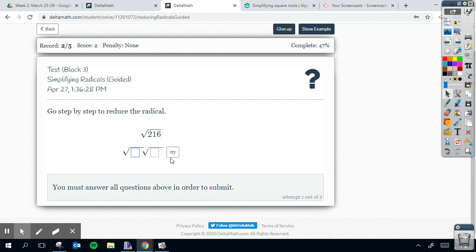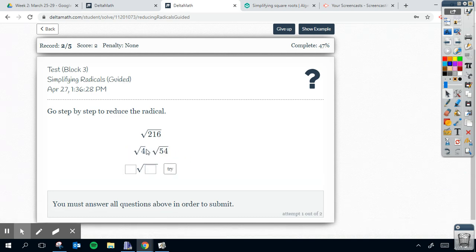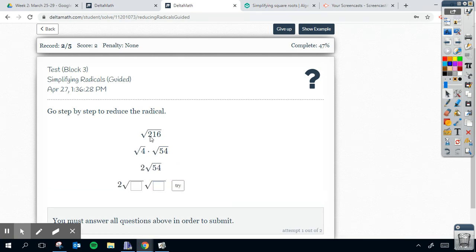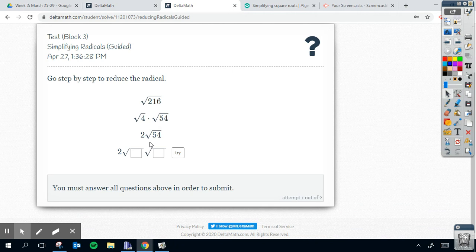All right, so over here I can do 4 times 54 equals 216. Yep, and since it lets me continue, I know that that's correct. One of these is a perfect square, 4, so I can take it and put it on the outside. Square root of 4 is 2, and I can keep the 54 under the radical. Yep, and since I can keep on going, I know this is correct.